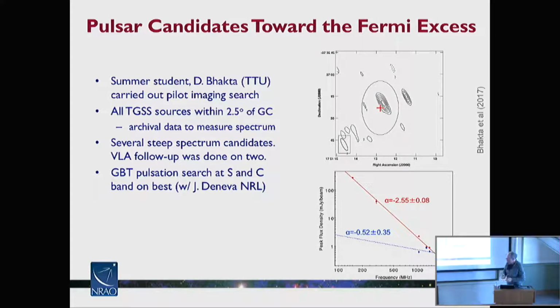So I asked my summer student, I said, well, go take a look at the TGSS data and find some steep spectrum sources within that region I just showed you, within that pretty picture I just showed you. And he found 2 interesting candidates that were steep spectrum. This is one of them. And then we followed up with a VLA image, because that's the original resolution of the thing, and we found a minus 2.55 source. And right next to it is some reasonable looking flat spectrum source.